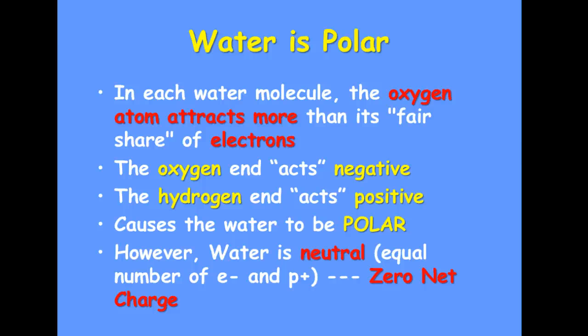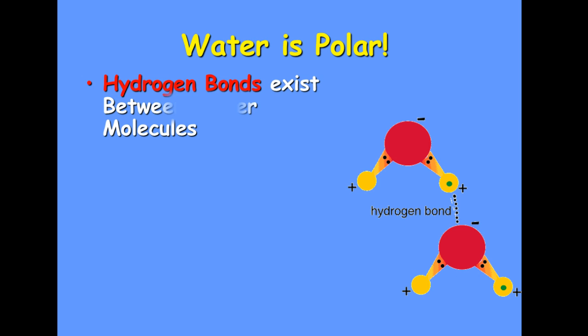Your third bullet, with oxygen end being more negative, what's going to happen with the hydrogen end? With the hydrogen end not having enough electrons, the hydrogen end is going to have a little bit more protons, and that's going to make it act more positive. And the last bullet that I need you to write on this screen, and when oxygen end, one end is negative, one end is positive, this is what causes the water molecule to be polar. Okay, that's it for that screen. Don't write the last bullet.